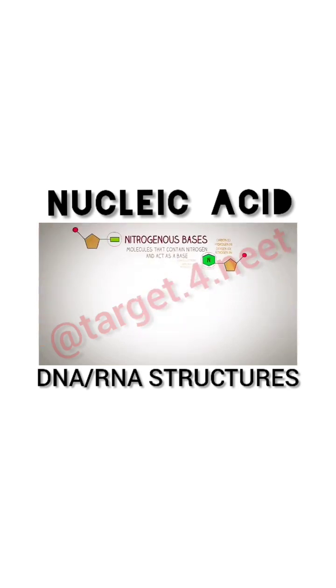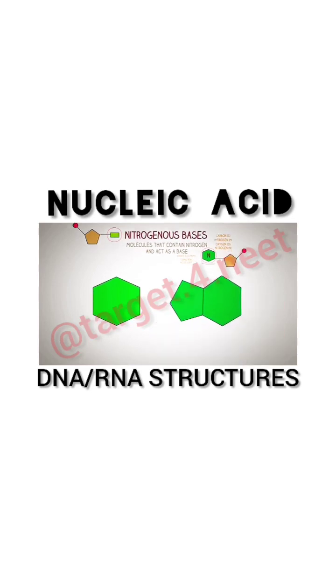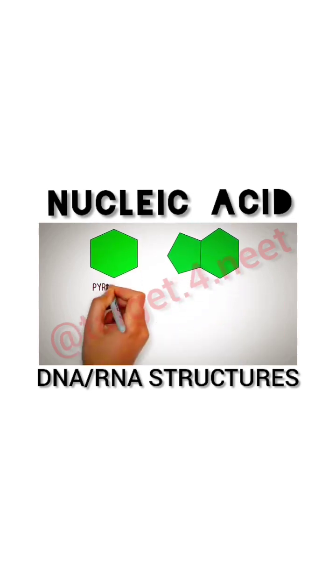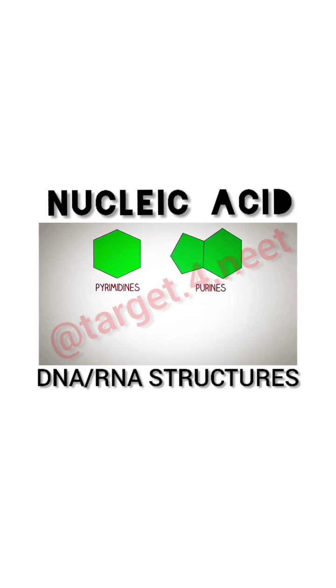Now we can have two different types of ringed structures. One where there are single rings and second where there are double rings. The single rings are called pyrimidines and the double rings are called purines. We have three different types of pyrimidines, the thymine, cytosine and the uracil. And we have two different types of purines called adenine and guanine.